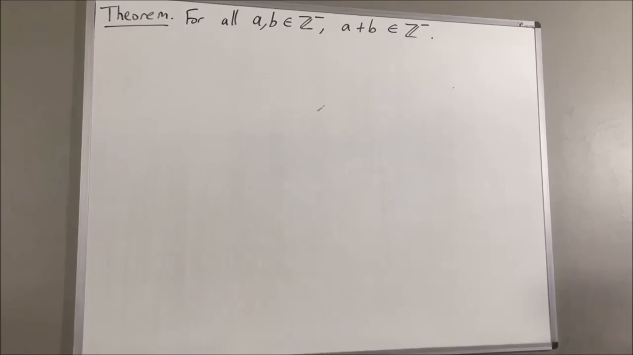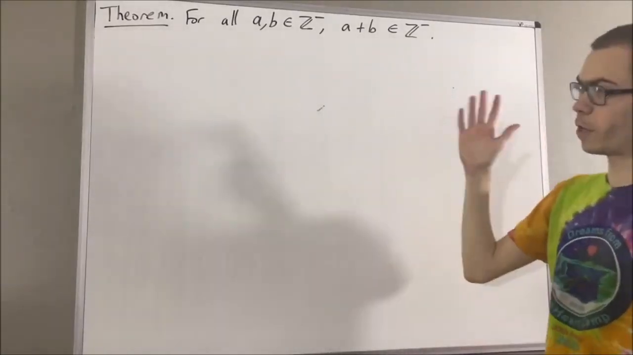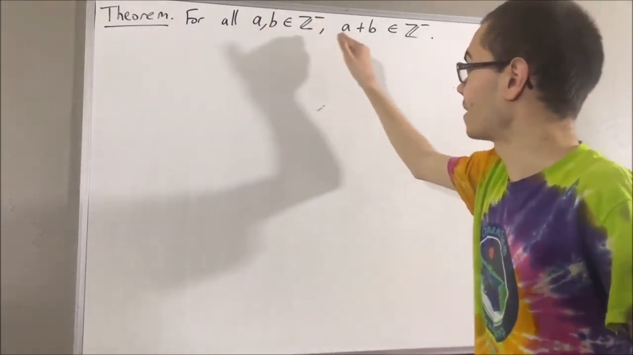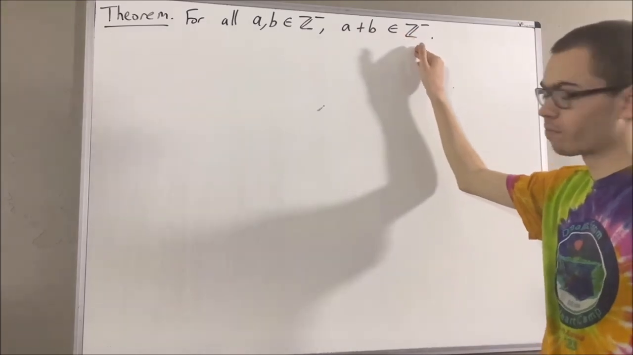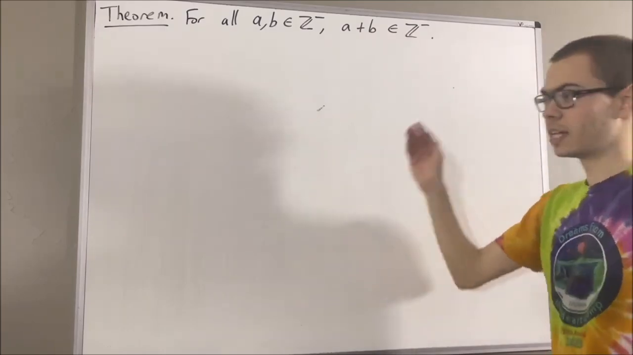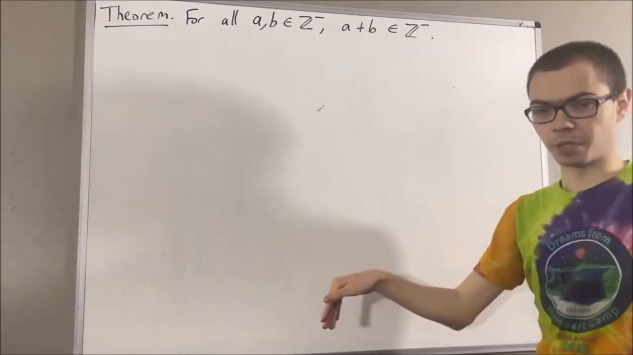Hello! In this video, we are going to prove the following theorem. For all negative integers a and b, we have that a plus b is a negative integer. Now, in this series, we are using a list of 10 axioms for the real number system, and I'll leave that list of axioms in the description below.